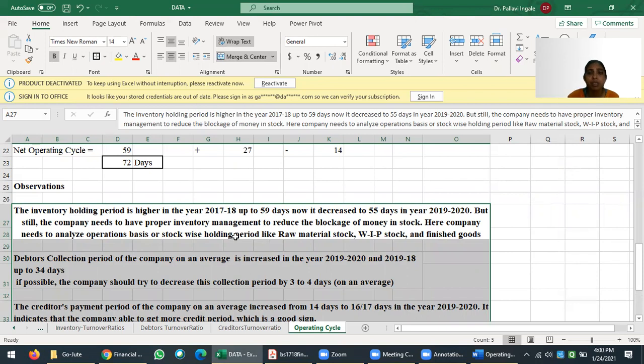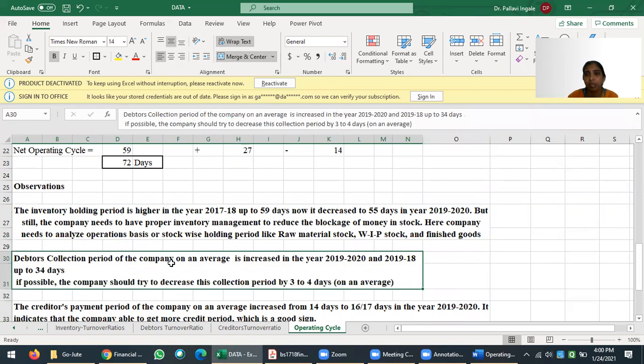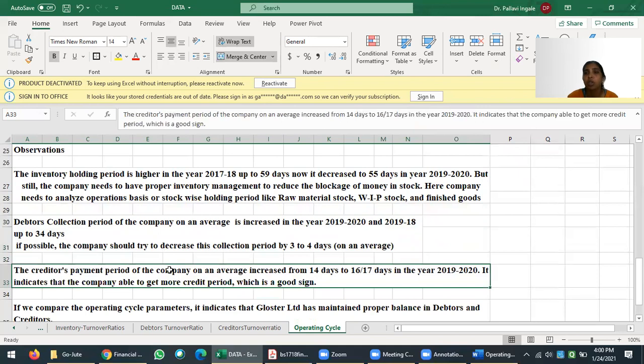Here I felt that as I don't know the WIP, raw material and finished goods, I cannot comment on it directly, what they can do. But if it is coming huge, you can say that they can go for a just in time inventory kind of technique, or they can go with the ABC analysis, that you can write here as a comment. In debtors also you can comment the same, that they should use good debtors management. Creditors, they should increase their goodwill. They should try to find more good type of suppliers who will give them a good credit period, so they are able to manage the operating cycle. That comment you can add as per your company.